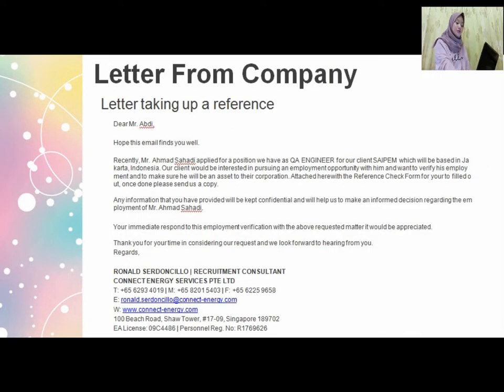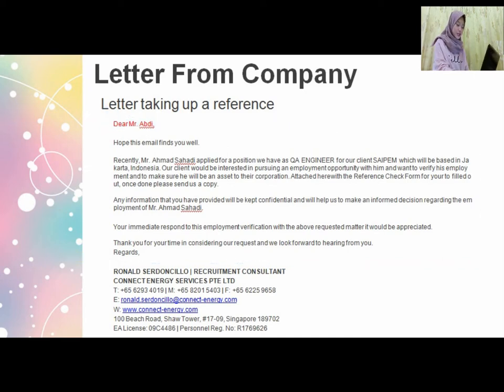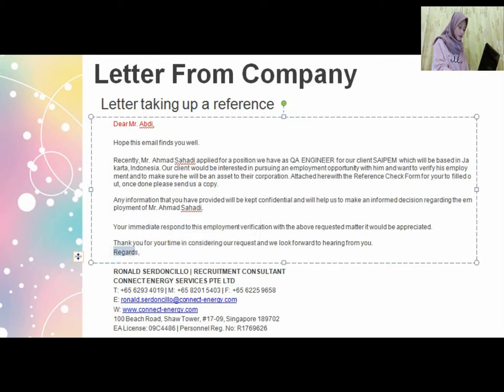Okay, I will show you which part are included in the style of letter. This is a letter from company, and this is letter taking up a reference. In this letter, company use letter with American style and British style. Salutation use American style. This is salutation. And complimentary clause use British style. This is complimentary clause.